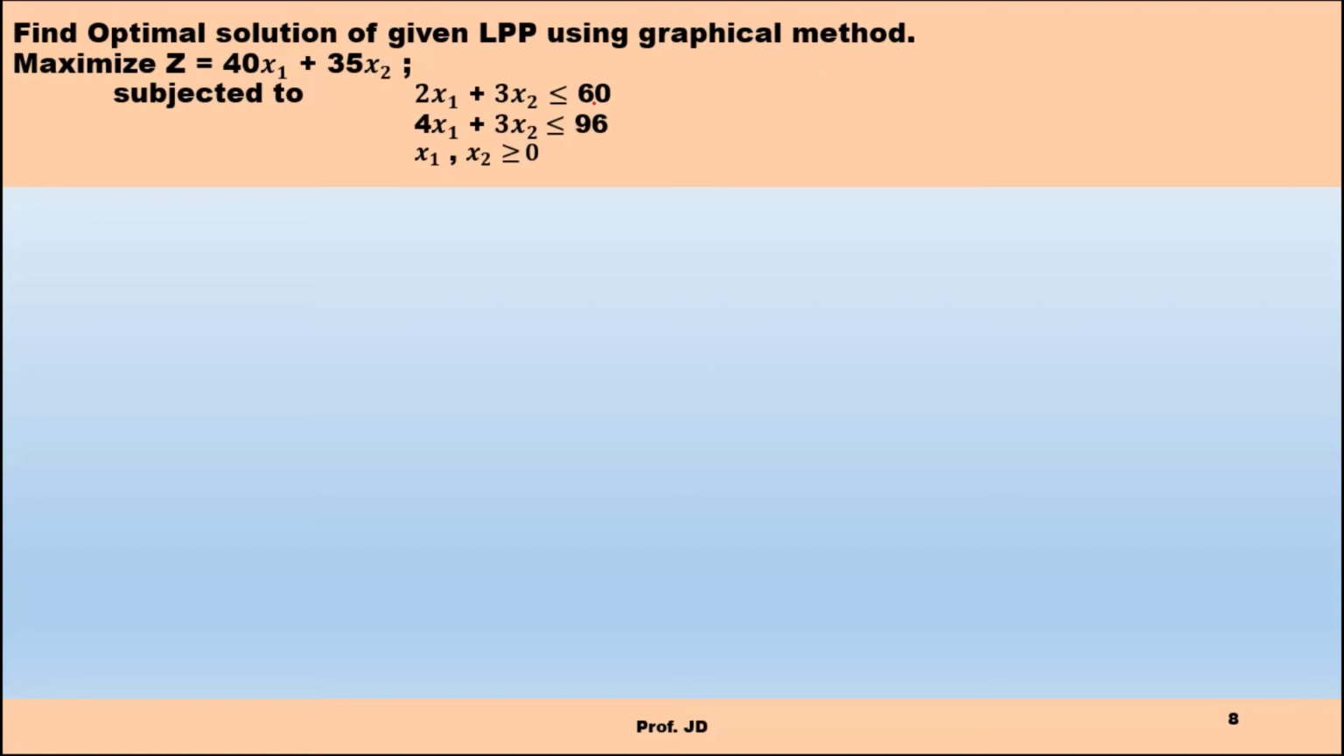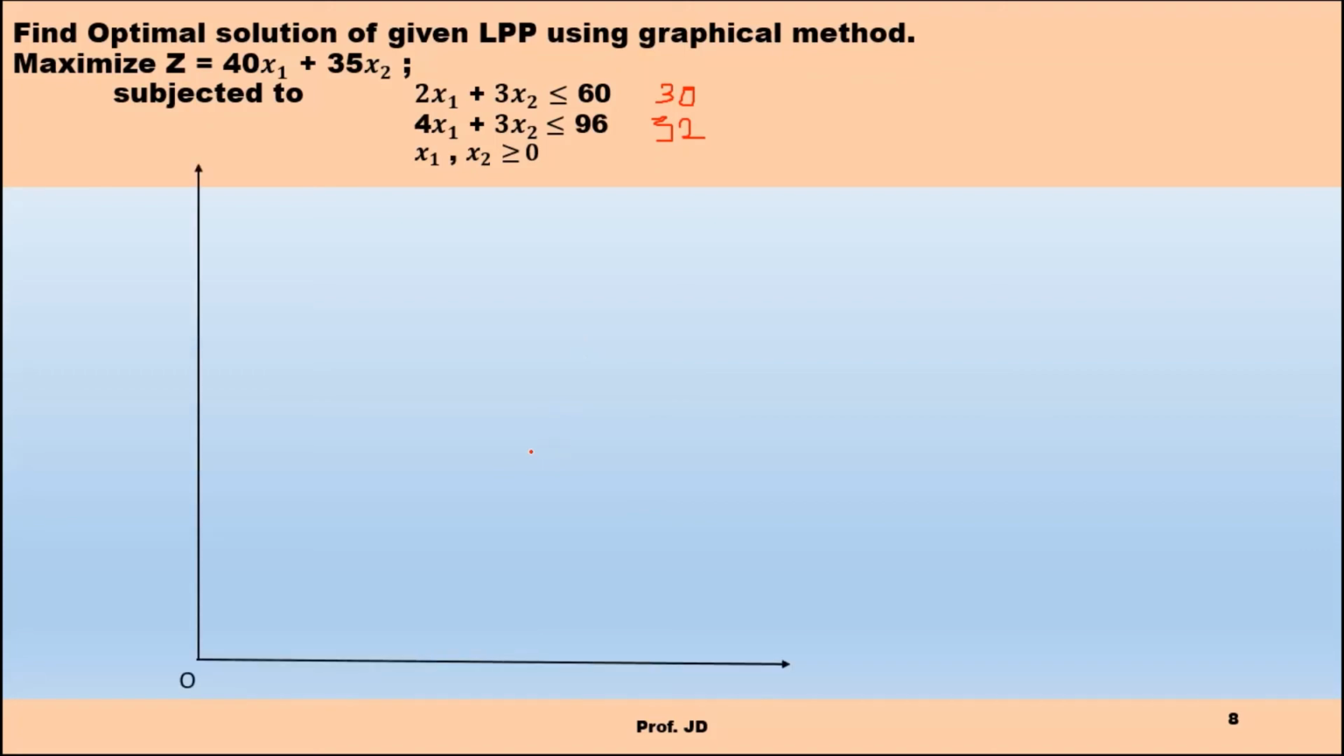So again, our thumb rule is to divide the right hand side by the minimum coefficient, that is 60 by 2, 30. One is found out to be 30. Another one is 96 by 3, that is 32. So the maximum length we require is to cover up to unit 32. So accordingly select the scale. Let's say I have selected 10, 20 and 30, right?